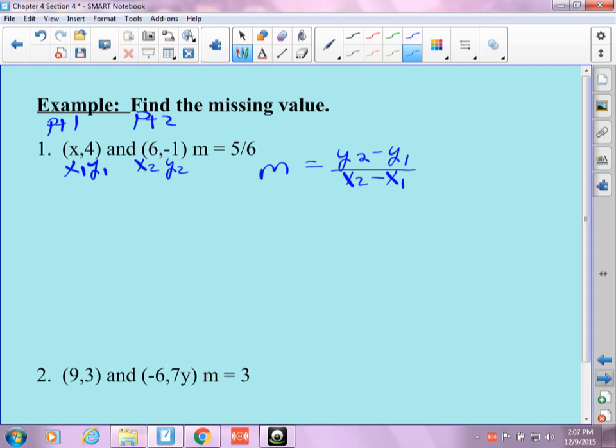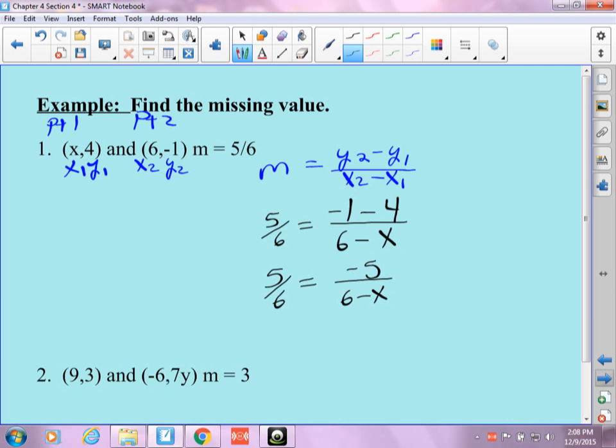Okay? Now, did they give me the M? They did. They said it was what? 5/6. So I'm going to take 5/6 and I'm going to plug it in for M. What's my y2? Negative 1 minus 4, over x2 6 minus x. I don't know that, do I? Okay. I'm going to keep going. So I'm going to go 5 over 6 equals, I got negative 5, and I've got 6 minus x. So all I did was clean it up a little bit.